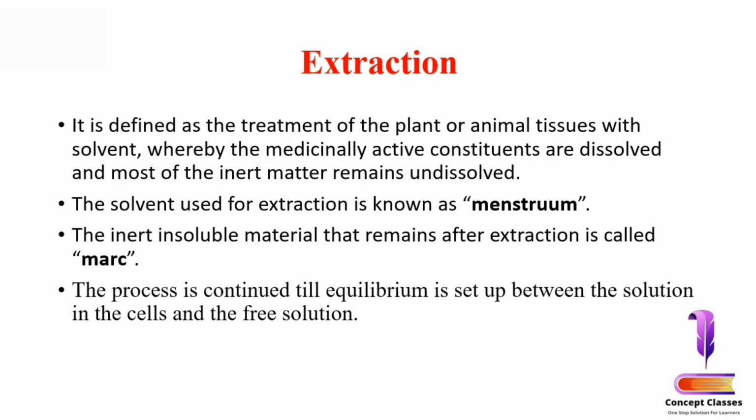So when we go for extraction, we put the drug material into a suitable solvent, and the solvent gets imbibed into the cells of the drug sample, and hence the phytoconstituents which are present inside the cells get dissolved into the solvent if and only if they are soluble in that particular solvent. So the extraction process is controlled by mass transfer, and this process is continued till equilibrium is set up between the solution which is in the cells and the free solution.